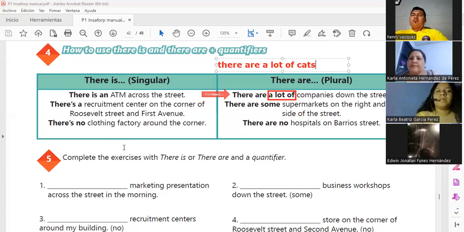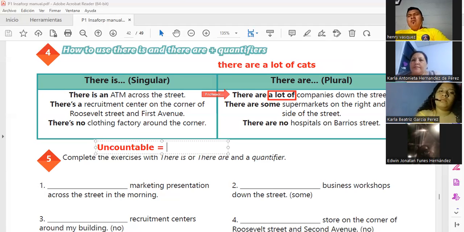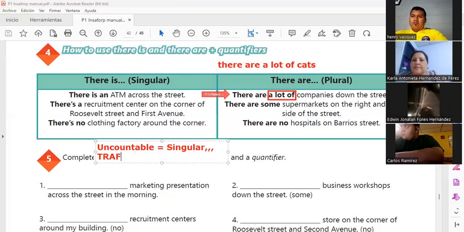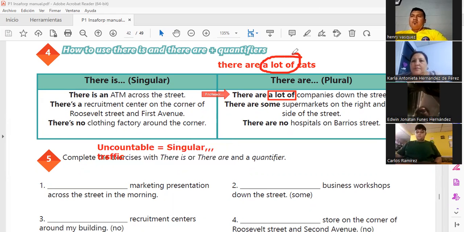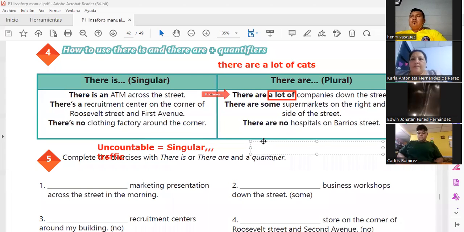All right. So everything that is uncountable, si una palabra es uncountable, significa que es singular. Singular. So for example, traffic. Can you count traffic? No. ¿Se puede contar el tráfico? No. So traffic is singular. So a lot is for plural. So how do you say hay bastante tráfico? Anyone? There are a lot of traffics because traffic is singular.